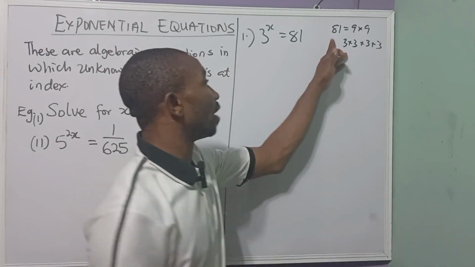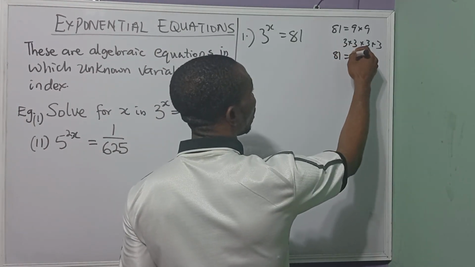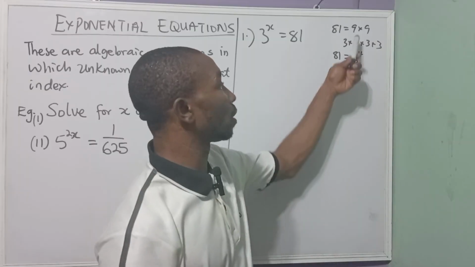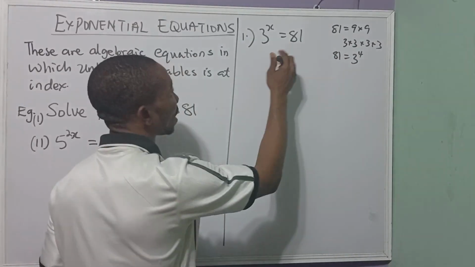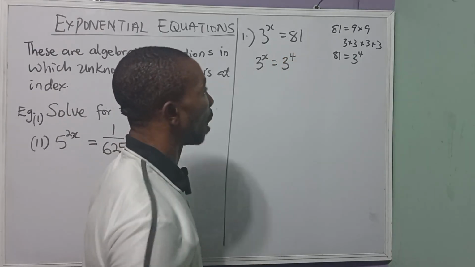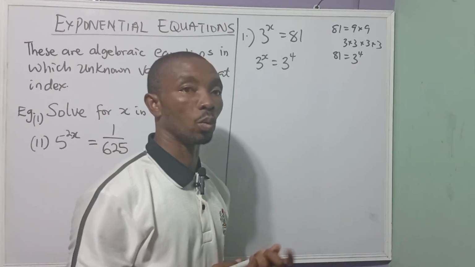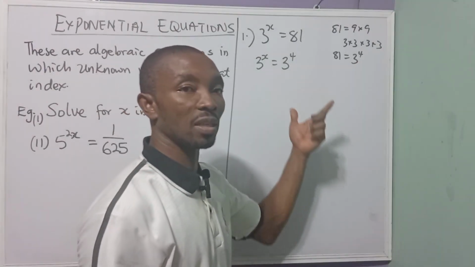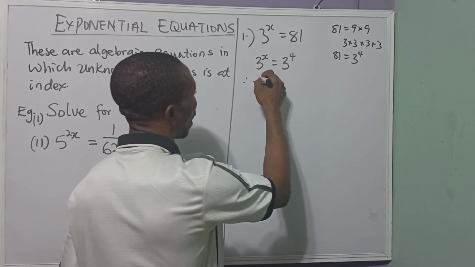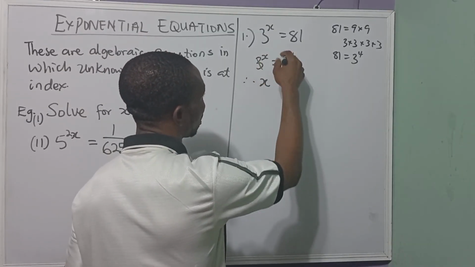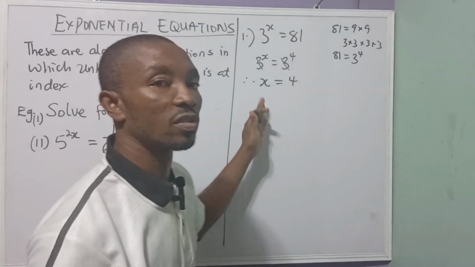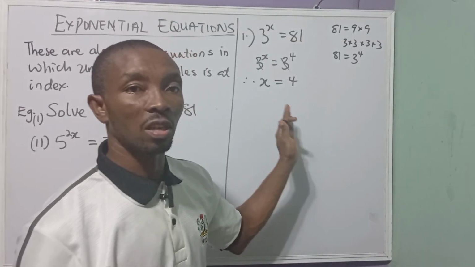That is to say, 81 is 3 raised to 4. If we multiply 3 four times, we get 81. So replacing that here, 3 raised to x equals 3 raised to 4, because 3 raised to 4 gives us 81. Now, since they are in the same base, we can equate them. Equating the bases, x equals 4. Now with this, we've solved for x in this equation.